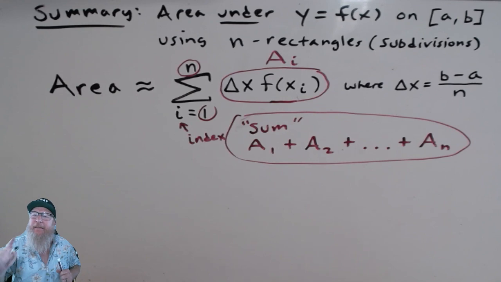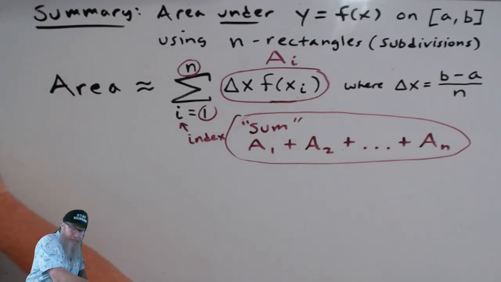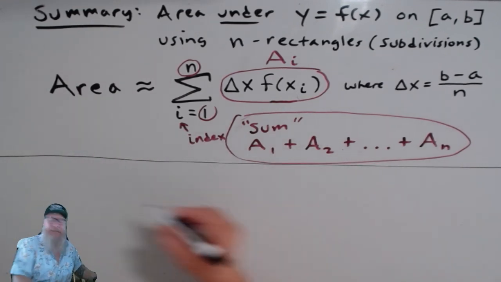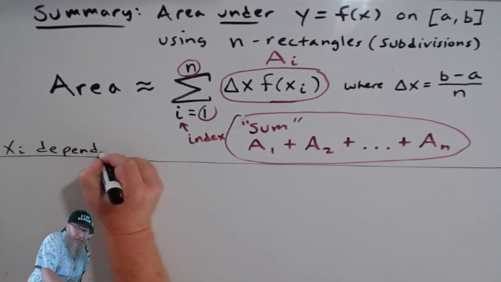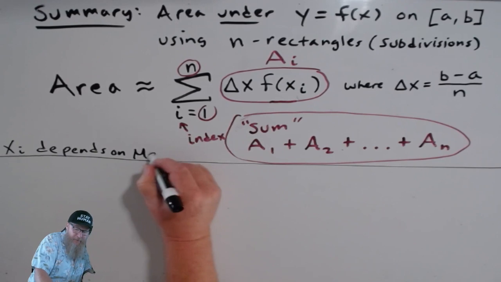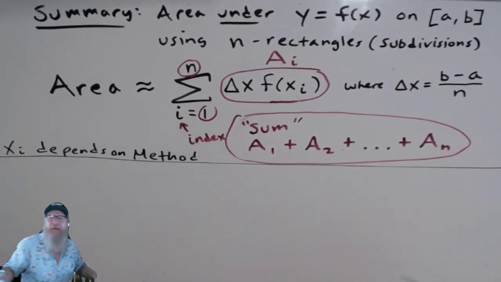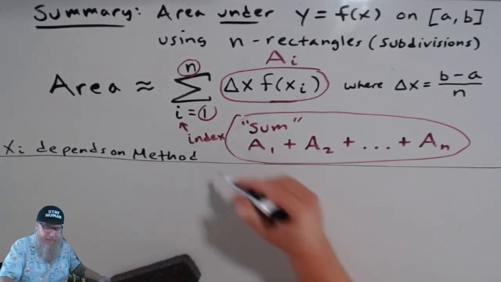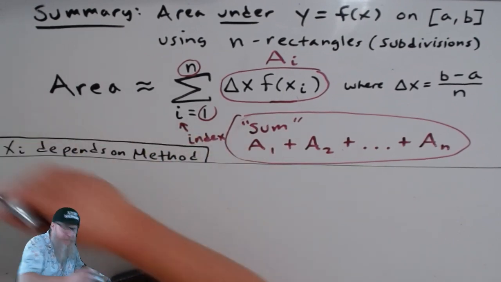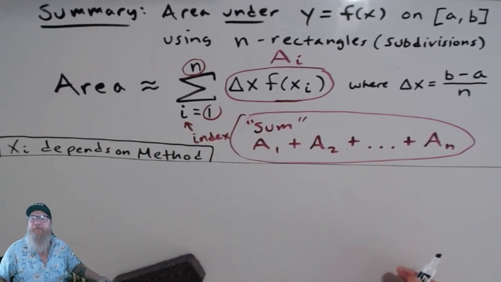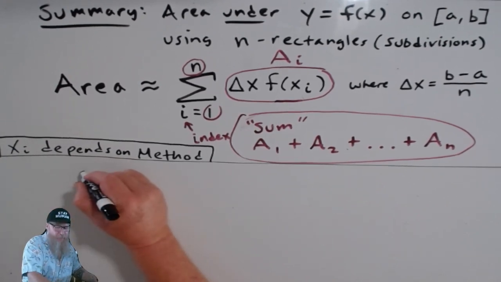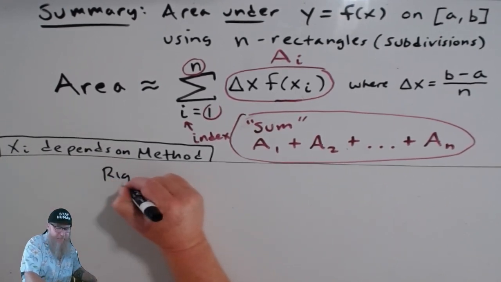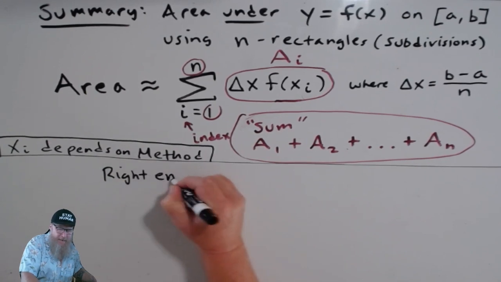So the only thing that changes is xi. Xi depends on the method. So which method are we using? Well, there's three different methods. The easiest one by far is the right-hand method, or the right endpoint.